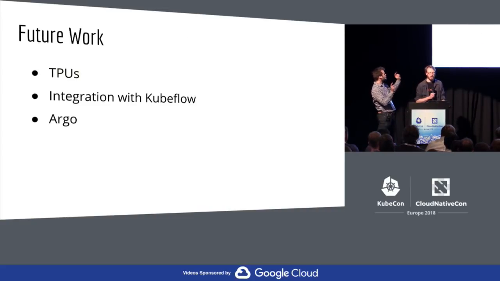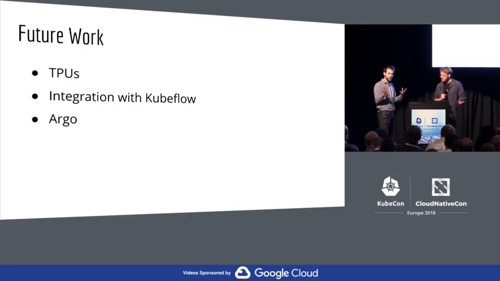I want to say a couple more things. There were a couple things that didn't make it into the talk that we still really want to do. TPUs just came out right before we were working on all this, so they didn't quite make it into the talk. Integration with Kubeflow is still something we really want. And of course, Argo, an awesome workflow execution engine. So there are definitely things we still want to make for MiniGo. There's definitely a lot of work to do, which has been a lot of fun.